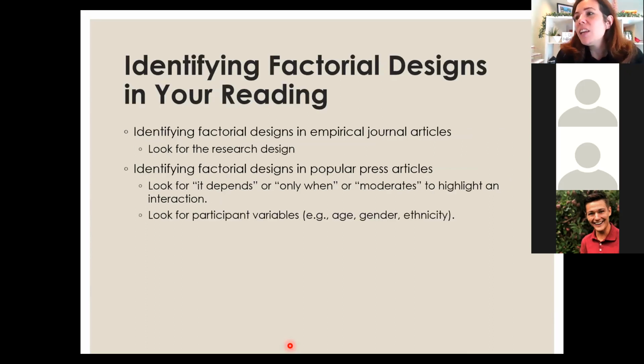Okay, in articles, how would you be able to identify those and how are you able to interpret them? That's going to be part of your research design. And usually when you read an article, it'll say just that. We used a 2x2x2 factorial design. You want to look at specific wording. If it says it depends, or only when, or it's moderated by, then we're really looking at an interaction effect in a factorial design because they're quantifying their results.